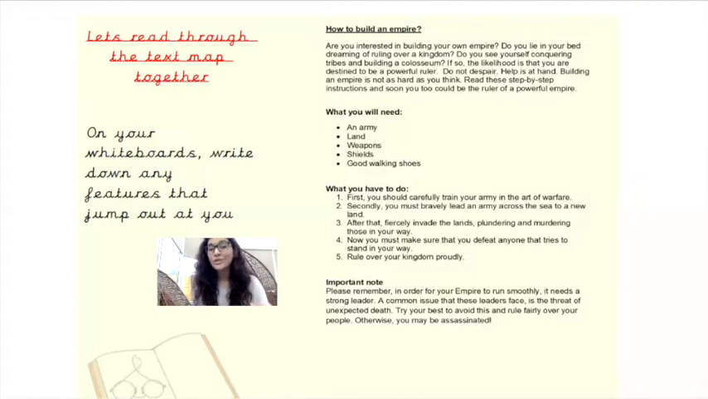What I would like for you to do is to grab a whiteboard. If you don't have a whiteboard, you can grab a piece of paper. And I'd like for you to write down any features that jump out at you, anything that you would like to include in your own writing. If I was to do this task, one of the features that I would write is title. I would love for my text to have a title, so then anybody reading it would know what the text is about. What features would you mention?